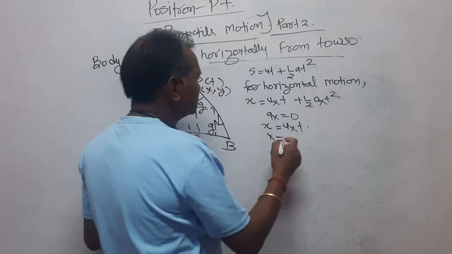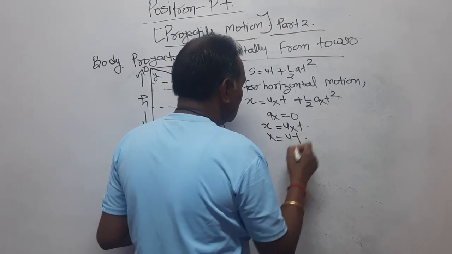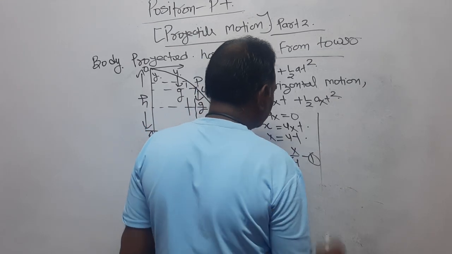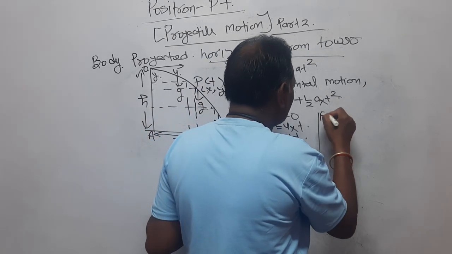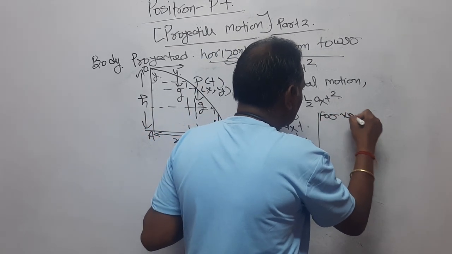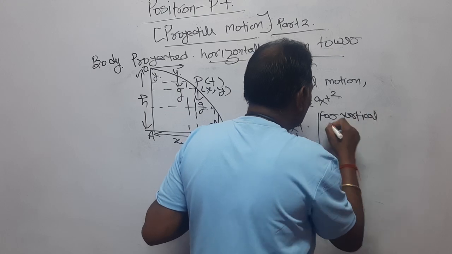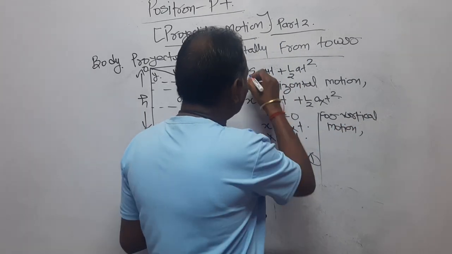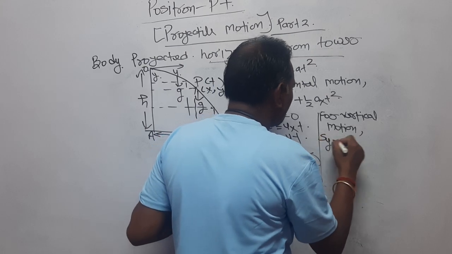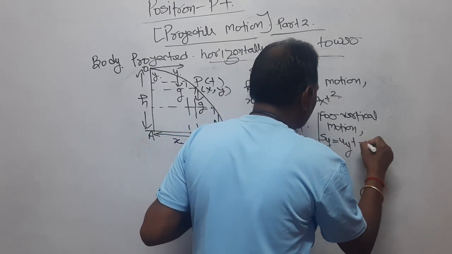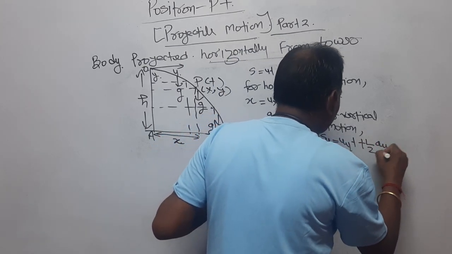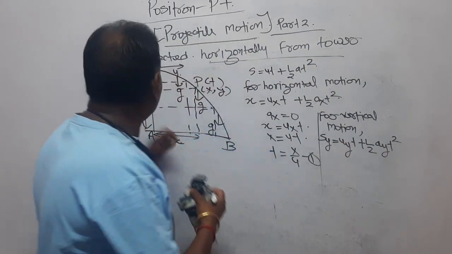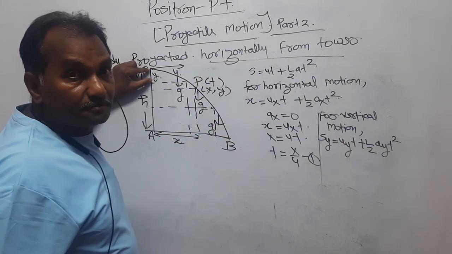Now, dear students, x becomes equal to ux into t, where ux is the velocity of projection, or t is equal to x upon u, equation 1. For vertical motion, I am writing this equation, sy equals uy t plus half ay t square. Dear students, sy here is minus y.